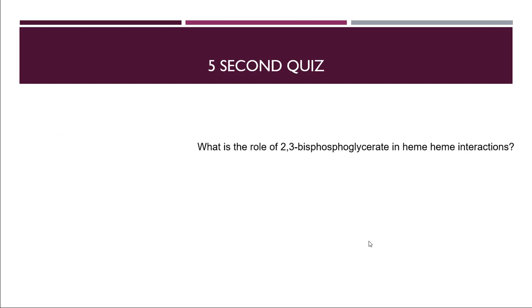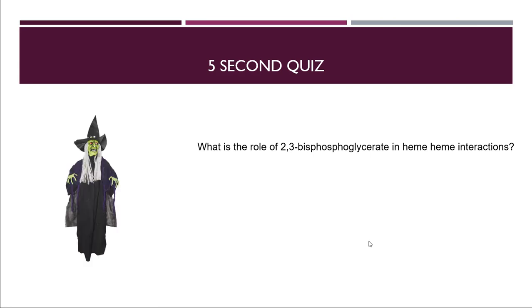What is the role of 2,3-bisphosphoglycerate in heme-heme interactions? This is your clue. 5, 4, 3, 2, 1. It's going to detach the oxygen molecule from the heme group. Remember, this is a wedge. So the wedge is going to disrupt the marriage. Okay, next question.